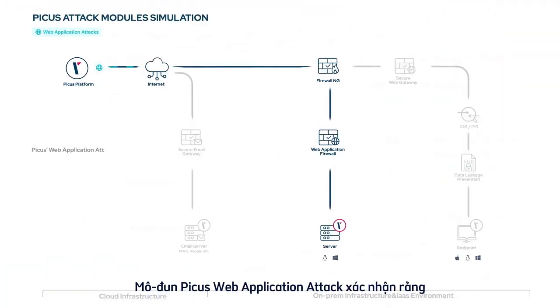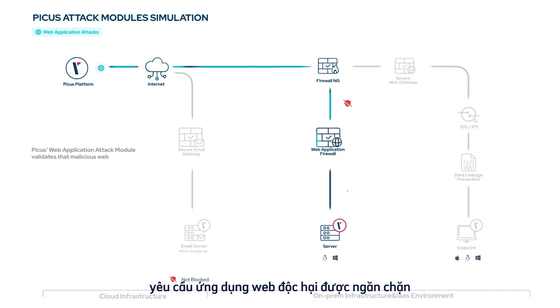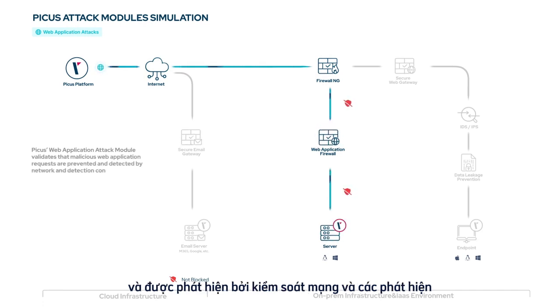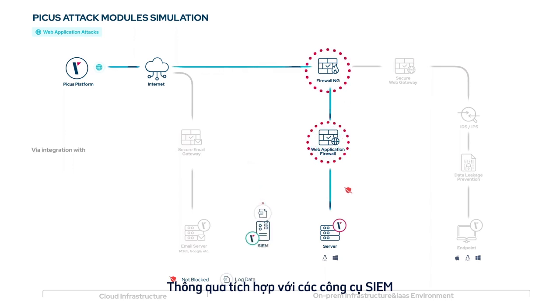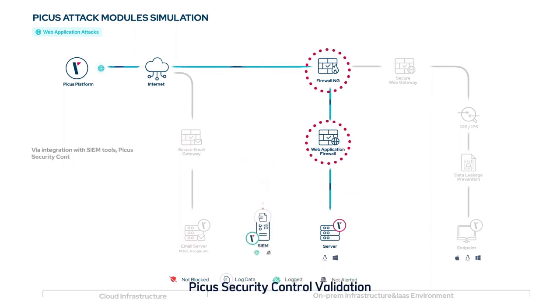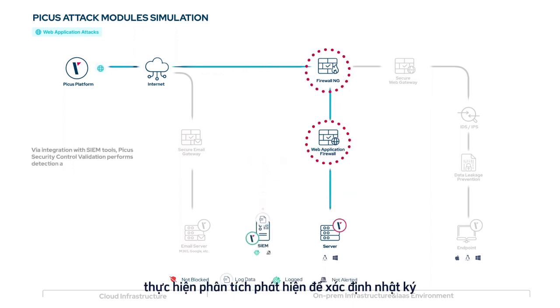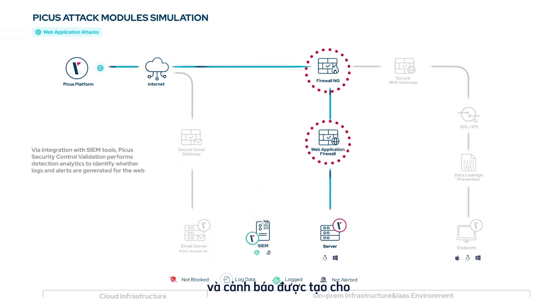Picus Web Application Attack module validates that malicious web application requests are prevented and detected by network and detection controls. Via integration with SIEM tools, Picus Security Control Validation performs detection analytics to identify whether logs and alerts are generated for the web application attacks that are simulated.